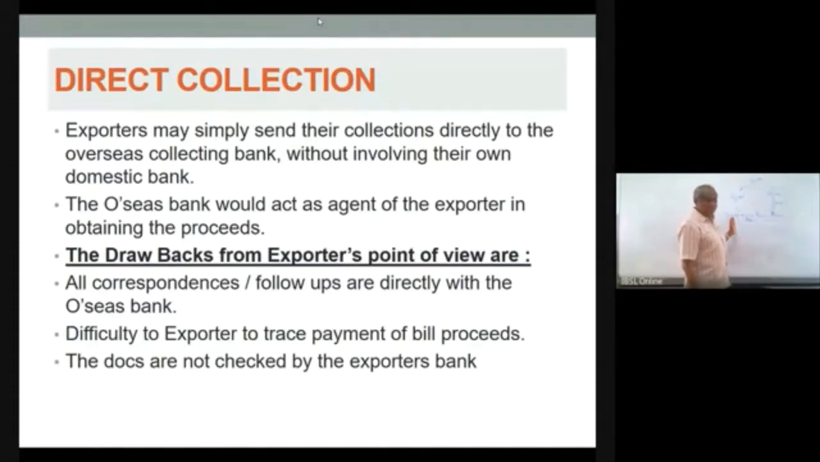If there's a delay in bill proceeds, then they have to directly discuss the matters with the collecting overseas bank. They won't entertain those calls. But if you go through the remitting bank, it will send a SWIFT message, and they will have to answer the SWIFT message. More official. So there are pros and cons. The documents are not checked by the exporter's bank, at least for that sake.